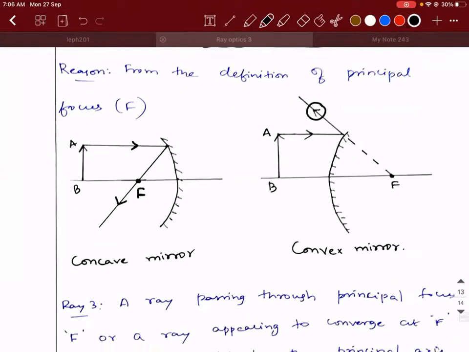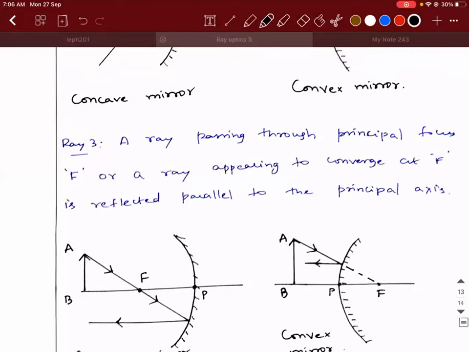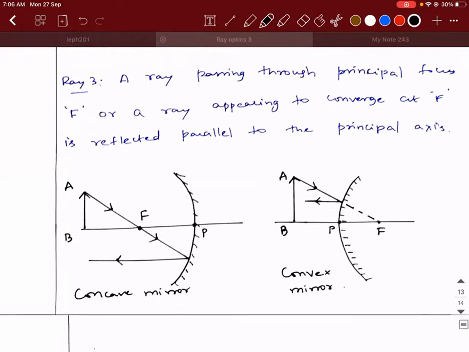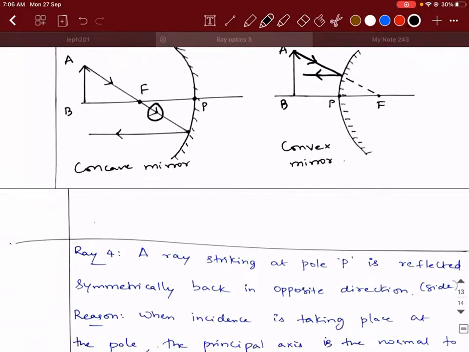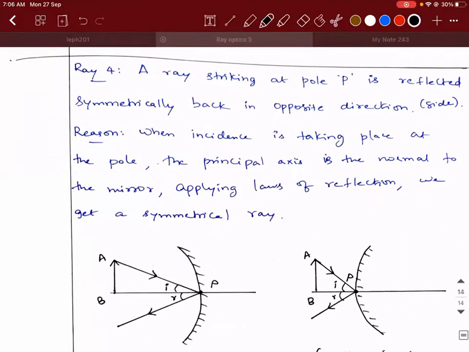Third, a ray passing through the principal focus, or a ray appearing to converge at F, is reflected parallel to the principal axis. So a ray passing through the principal focus, after hitting the surface, will get reflected back parallel to the principal axis. Whereas here it will be something like this.